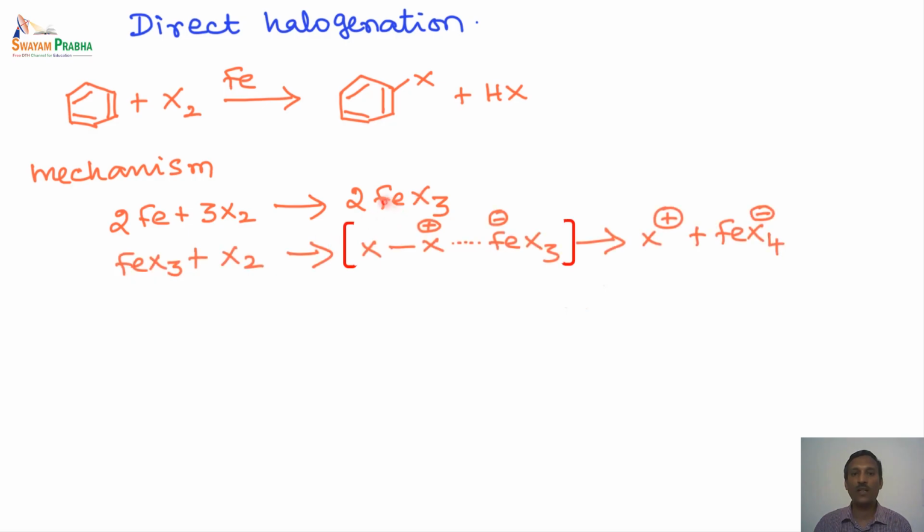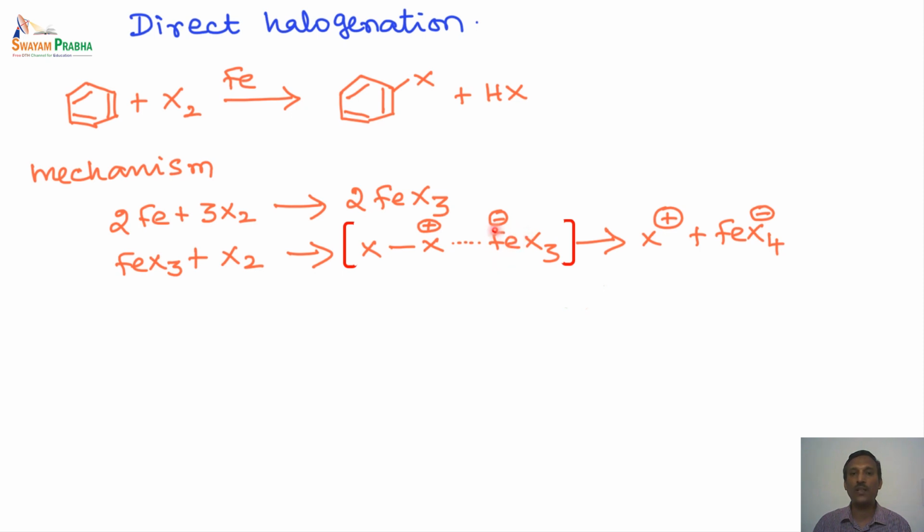So once this catalyst is formed, this will further undergo reaction with the halogen. As we know, this is a Lewis acid. Lewis acid means this is electron deficient basically. Iron has vacant d orbital. So the halogen, which is having lone pair of electrons, donates its electrons to the iron. And these donated electrons are basically kept in the vacant d orbital.